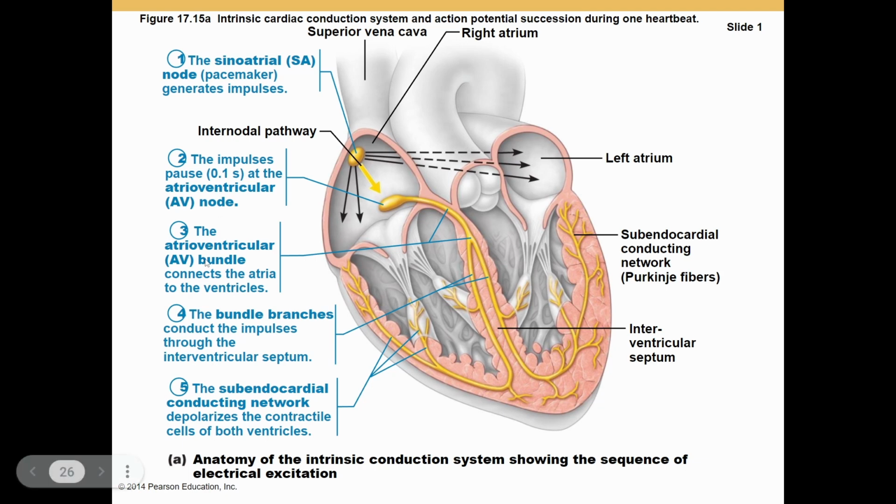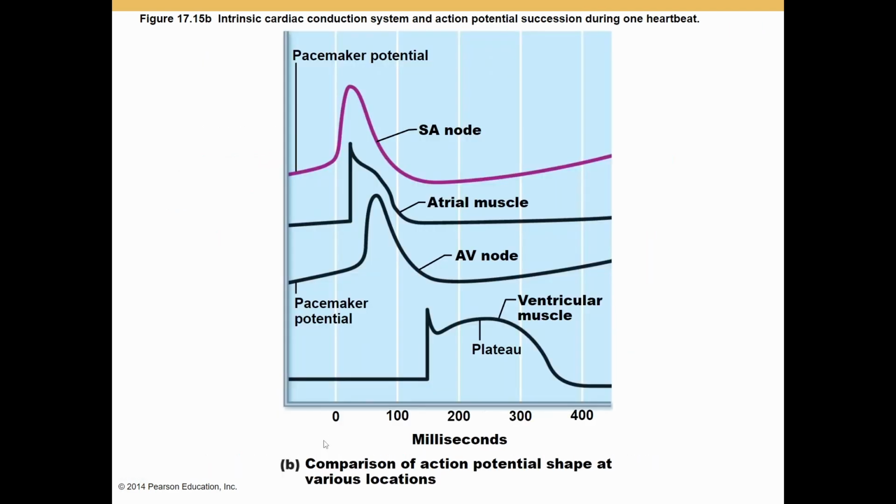The AV bundle in the superior interventricular septum connects the atria to the ventricles. The bundle branches carry the signal to the end of the interventricular septum at the apex, and the Purkinje fibers, or subendocardial conducting network, depolarize the contractile cells of both ventricles. You can see here in this image, the SA node fires first, or has the initial depolarization, which makes it the heart's pacemaker.